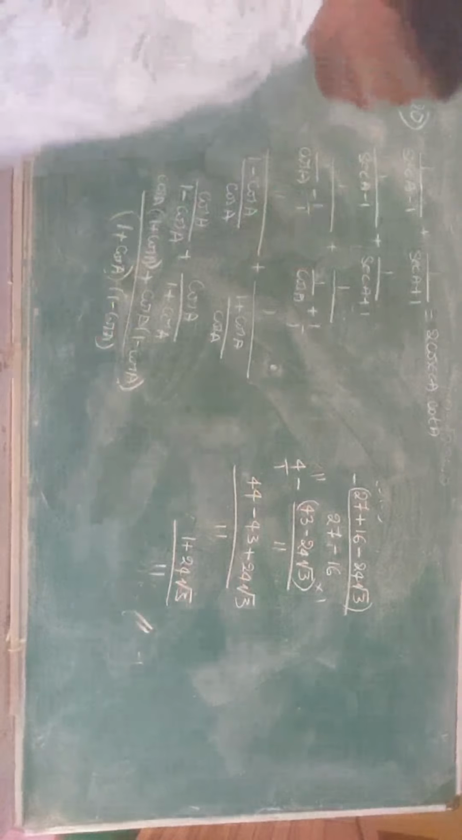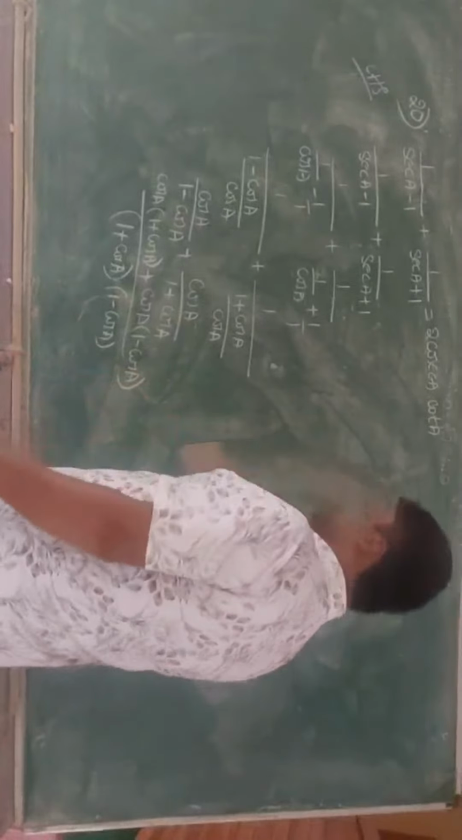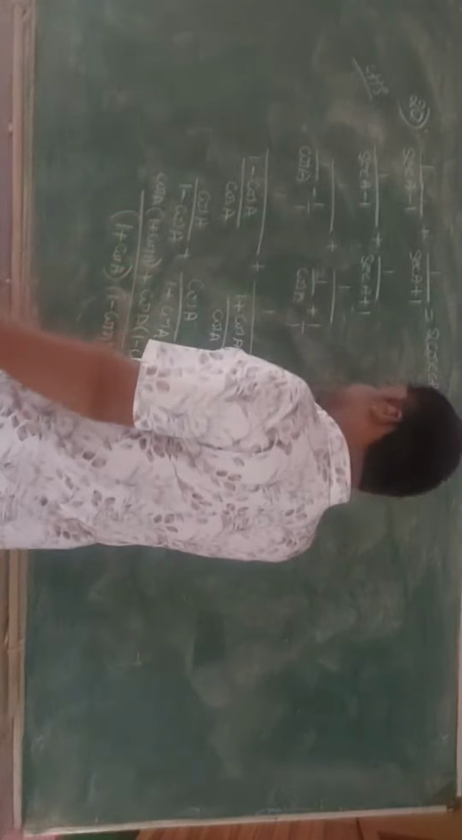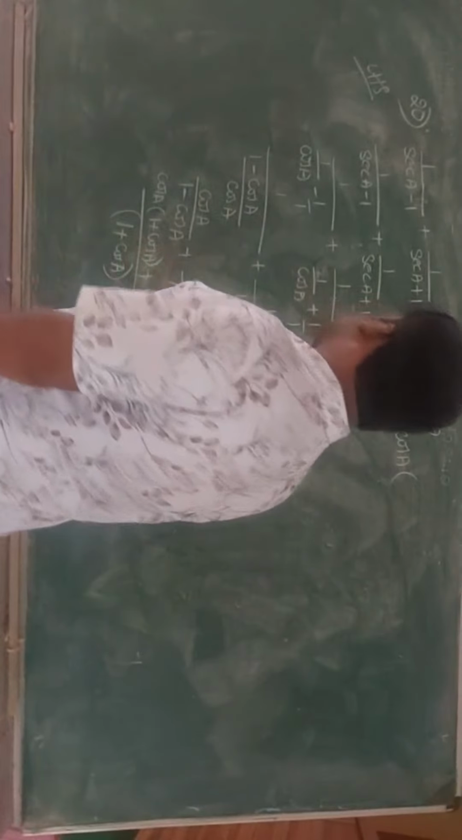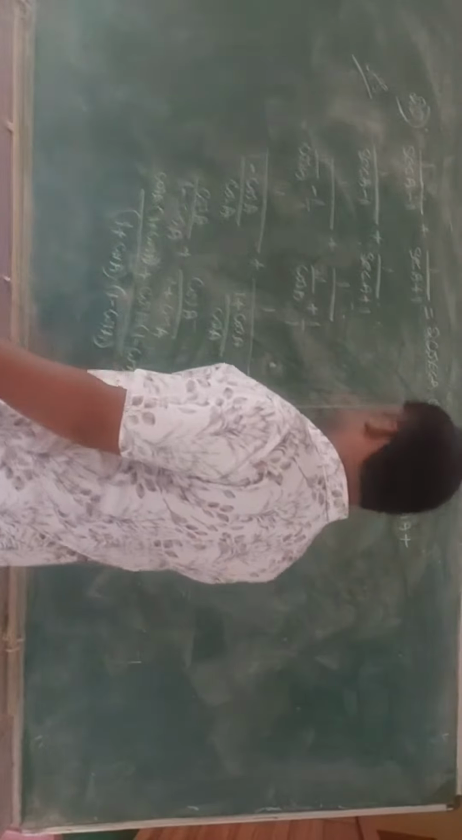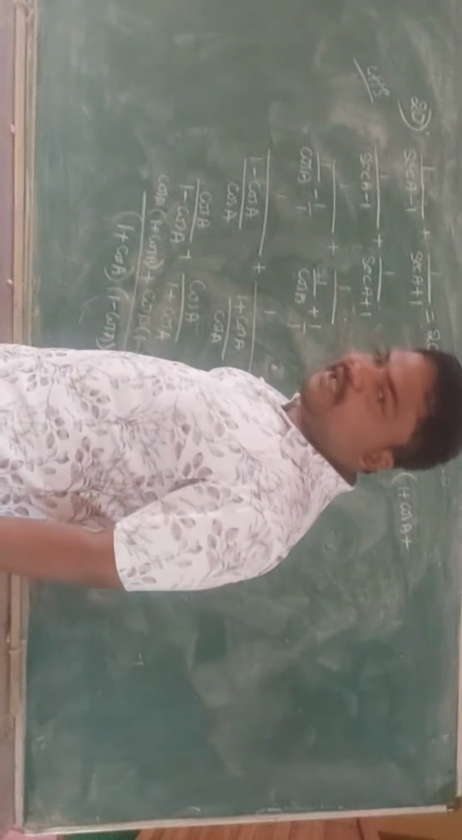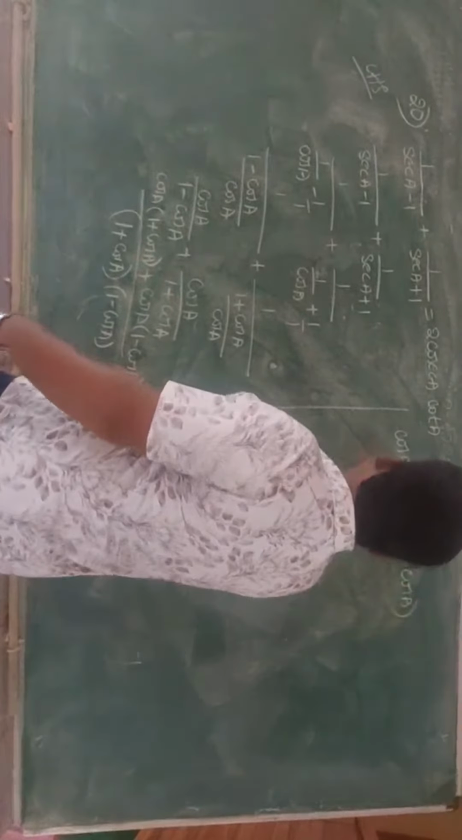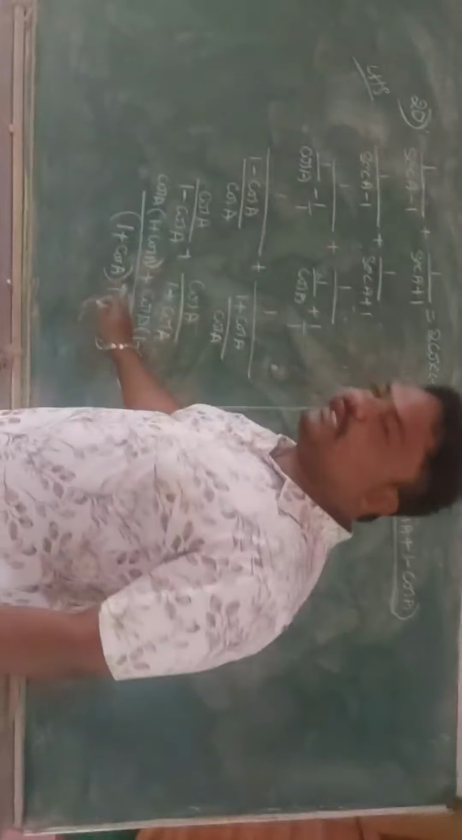Okay, so now simplify this one. Cos A is common in numerator, am I right? See, here also cos A and here also cos A. So take it outside. Cos A is common. Cos A into bracket, 1 plus cos A is remaining, plus here what is remaining? 1 minus cos A is remaining, divided by 1 plus cos A into 1 minus cos A.